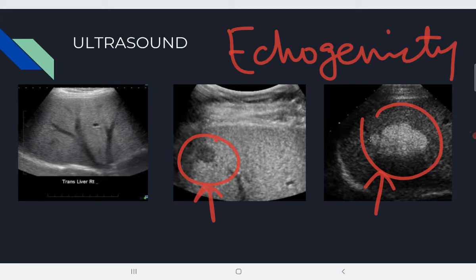Another term we use is anechoic. Anechoic means completely blacked out. So these are the vessels, these are the hepatic veins, which are anechoic. Any fluid is anechoic on ultrasound. The fluid may be blood in the vessels, the fluid may be ascitic fluid. So any fluid is black on ultrasound.